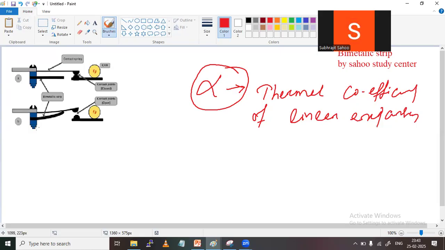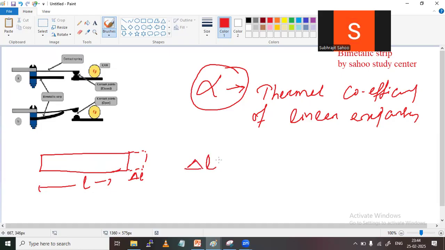I told that if there is a metal, then deformation will happen even without application of load. If load is not there, by the help of temperature changes, it is going to differ. Deformation will happen, a change in dimension will happen. If it is delta L and the original length is L, then there is a beautiful mathematical expression: delta L equal to alpha into L into delta T.